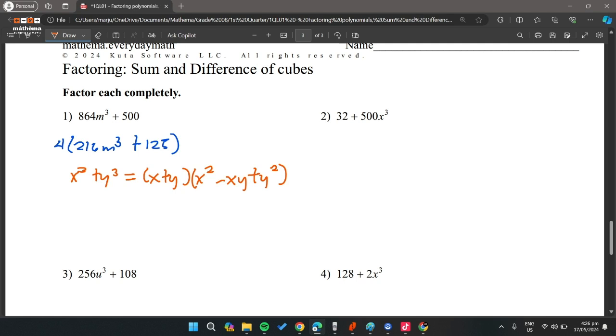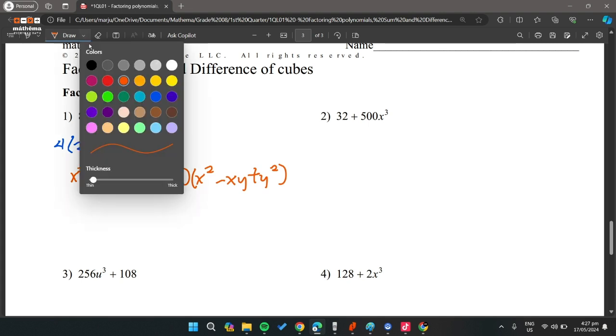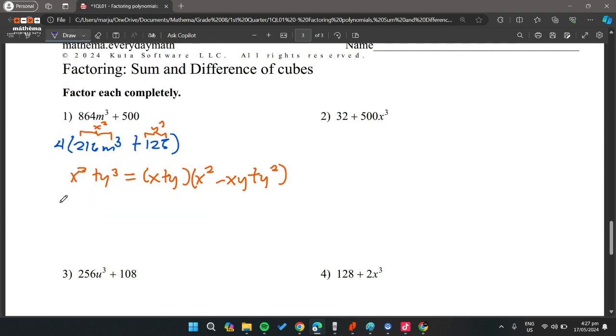So if you're going to look at this given, we know that if you're going to set this one as our x cube, and this will be our y cube. All right. So what we are going to do now is this. So using this rule or property, we will do 4, all right, times.